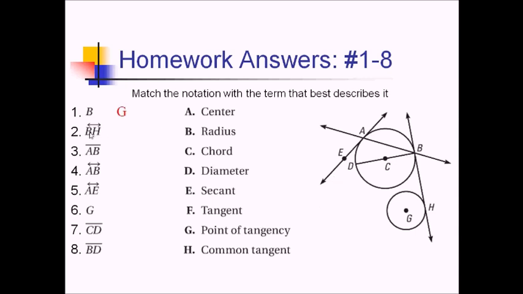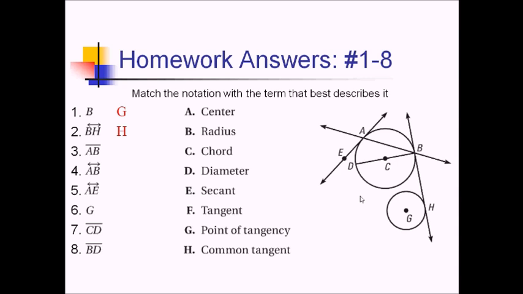And then we have line BH, that's this line right here. This is a tangent line. It's also a common tangent, so H would work here. Also F. But if we're only allowed to use the letters once, then we might as well use a common tangent because there are no other common tangents in this diagram.